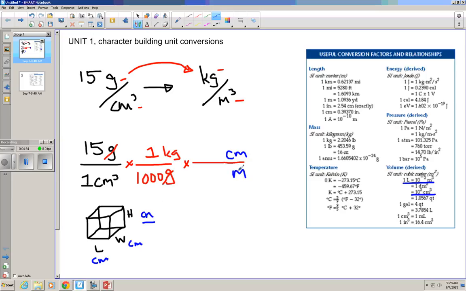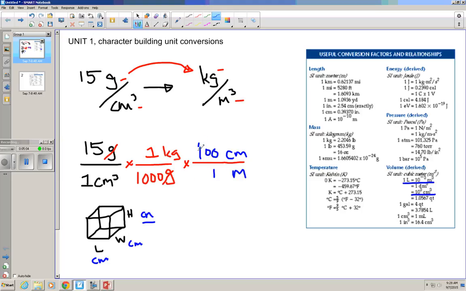Now, what's the conversion? How many centimeters are in 1 meter? If you want to pause and think about that, you can. But I happen to know that there's 100 centimeters in 1 meter. And a lot of you are saying, well, that's not going to work, because centimeters in the numerator will only cancel out one of these cubic centimeters. I need to have a cubic centimeter up here to cancel this. And here's what you can do.